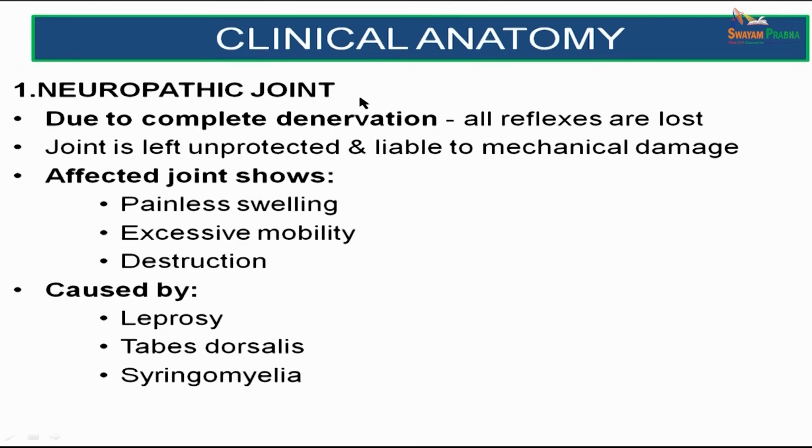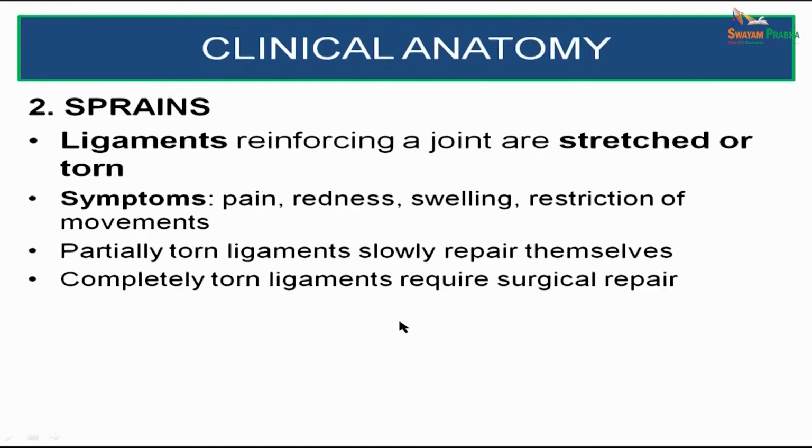The first condition that we would like to know is the neuropathic joint. A neuropathic joint is a joint where there is no nerve supply. Hence, all reflexes are lost, the joint is unprotected, and therefore, it is liable to mechanical damage. The affected neuropathic joint shows swelling, excessive mobility, and destruction. It is caused by leprosy, tabes dorsalis, and syringomyelia.